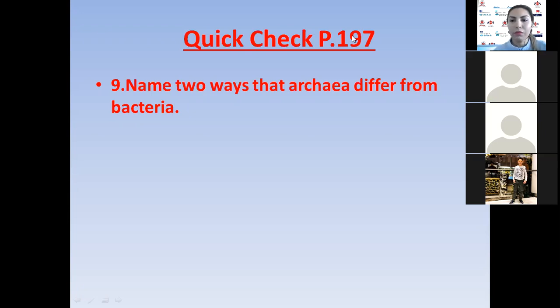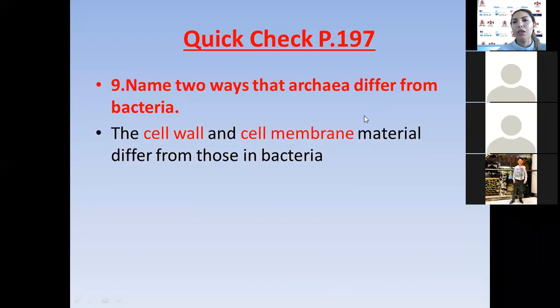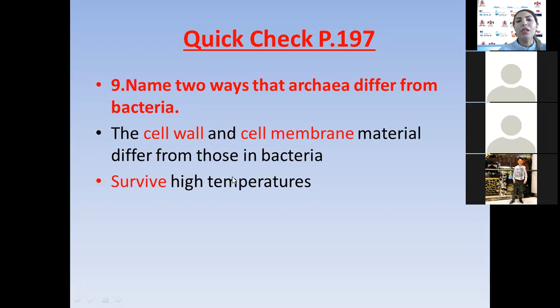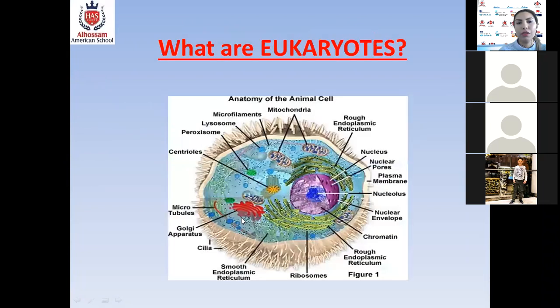It lives in different places. It lives in extremely high temperatures, like volcanic vents and boiling water. Also, yes, the material for the cell wall and cell membrane is different from the material which forms the cell wall and cell membrane of bacteria. Okay, Ritaj, thank you so much. So here we can find that the cell wall and cell membrane material differ from those in bacteria, number 1. Number 2, survive high temperatures.